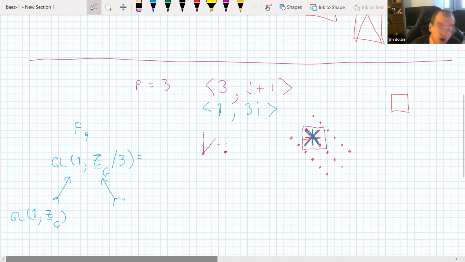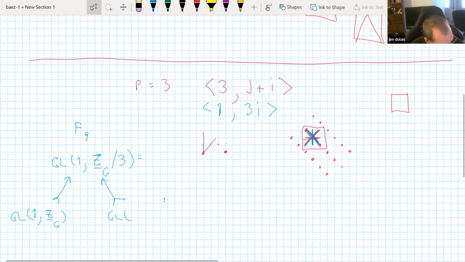And so we're going to take a co-kernel. We're going to mod out by these things, and to find the actual Grothendieck-Teichmüller group, we're going to mod out by this stuff. So what I want to say is GL1 of Z mod 7. That's going to act trivially here.